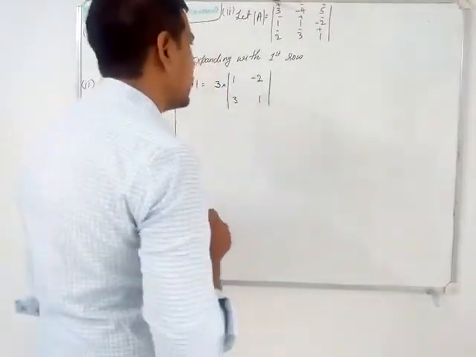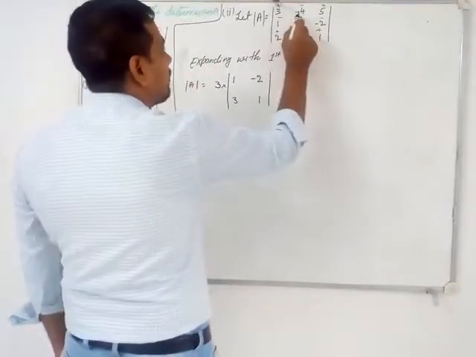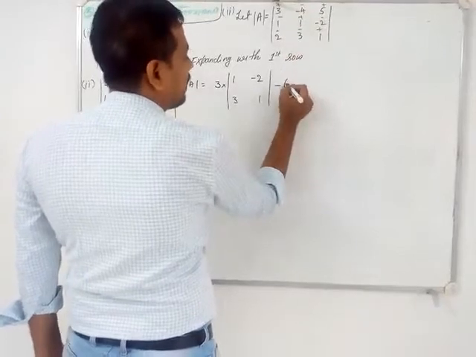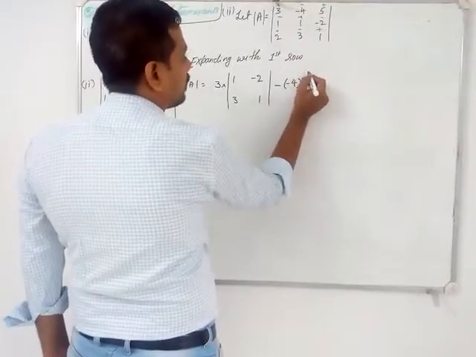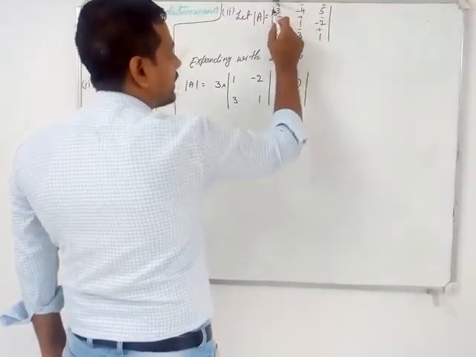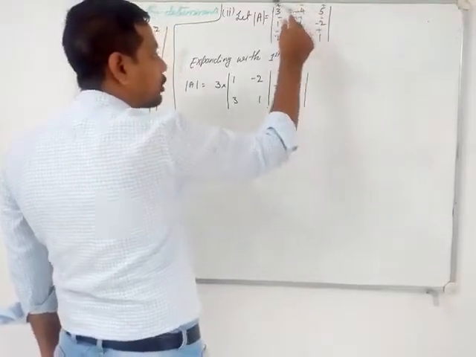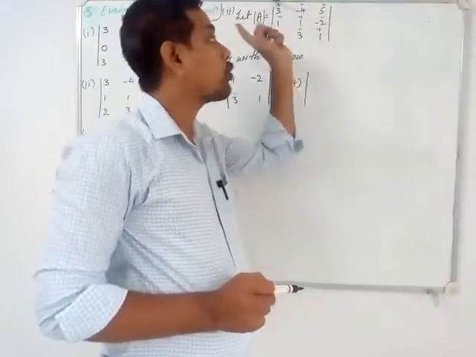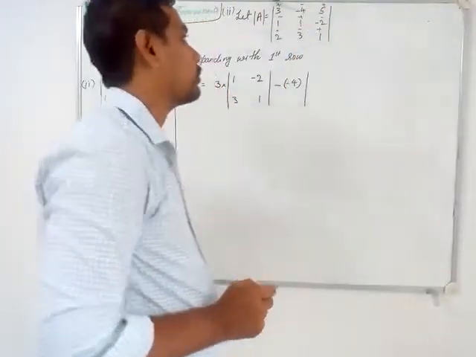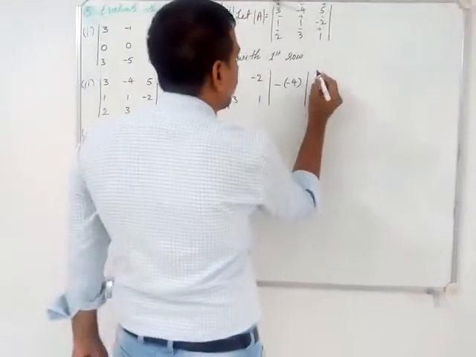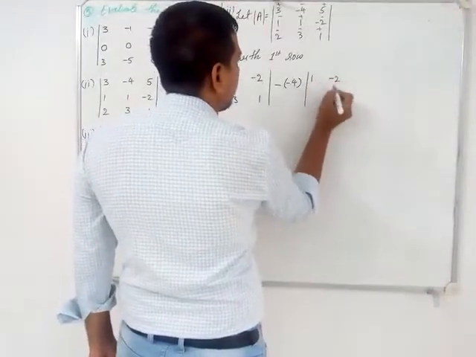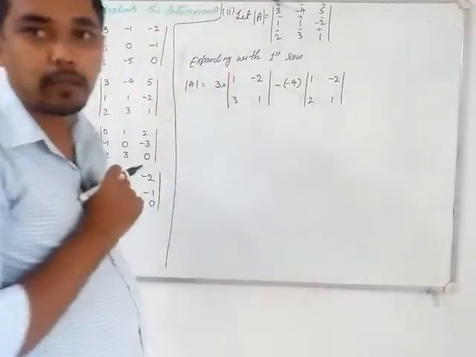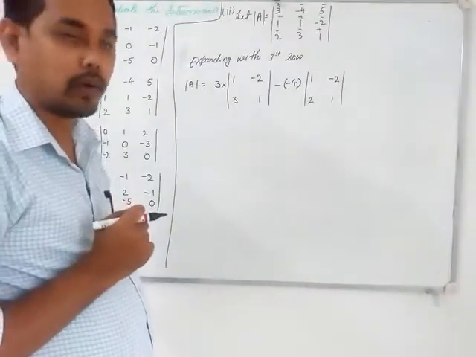Then what is the next element? Minus 4, so the sign is minus. Minus of minus 4 into what will be the determinant? Neglect the first row and second column, because minus 4 is there in the first row and second column. So what is left? 1, minus 2, 2, 1.